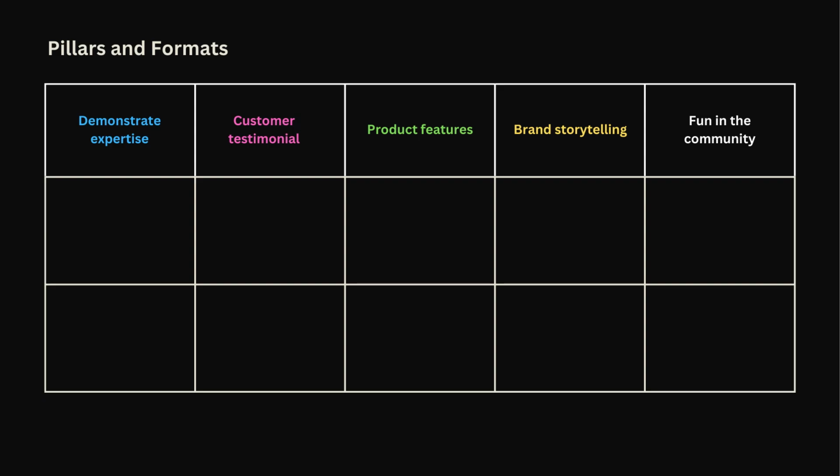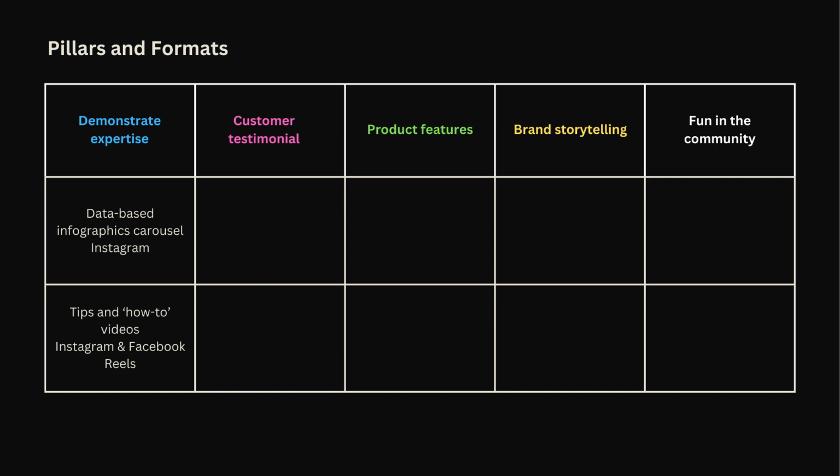So once you've got your pillars, you need to figure out the formats in terms of what the content is going to be under each of those pillars. So this is going to really help you to narrow down what content you need to focus on creating once you've got it lined up in your calendar. So under demonstrate expertise, we're going to have two different types of content going out. So data-based infographics and how-to or tips videos.